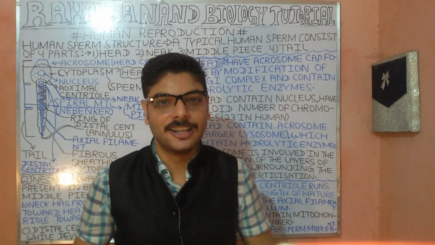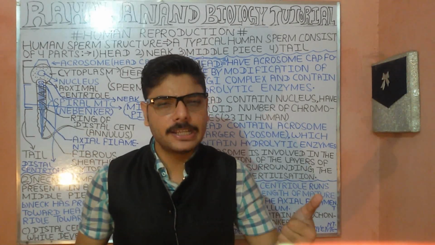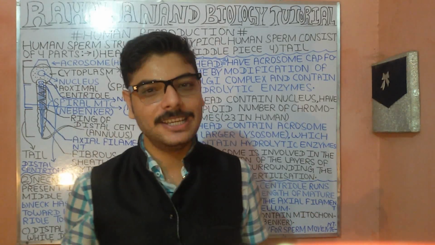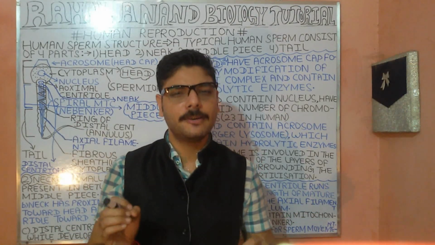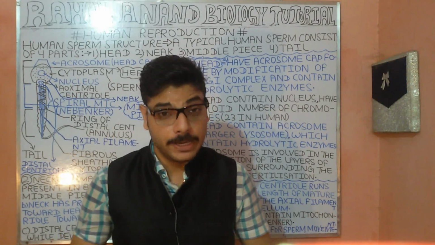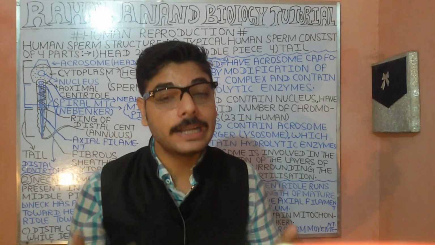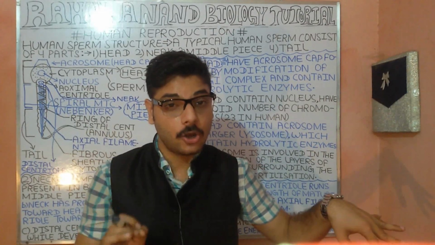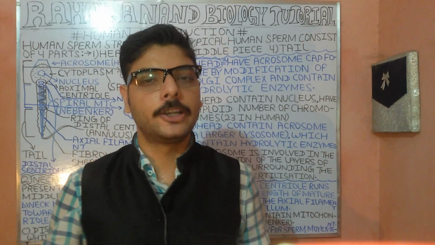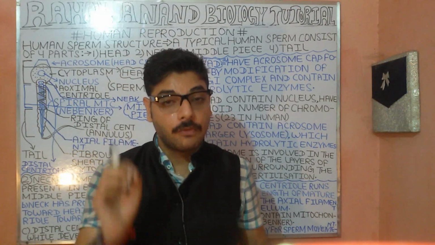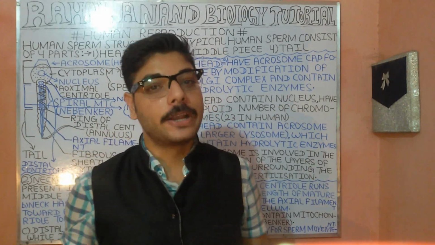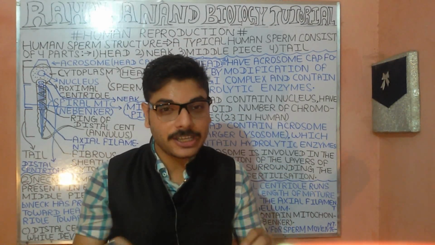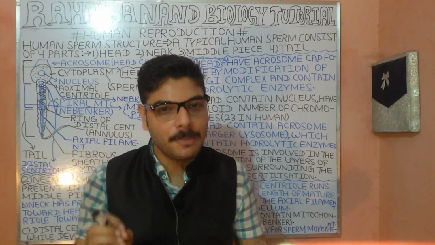The middle piece contains the mitochondria, as well as the spiral MTC. MTC is nothing else but the mitochondria. So the middle piece is the part of the human male sperm that contains the mitochondria, the spiral mitochondria.